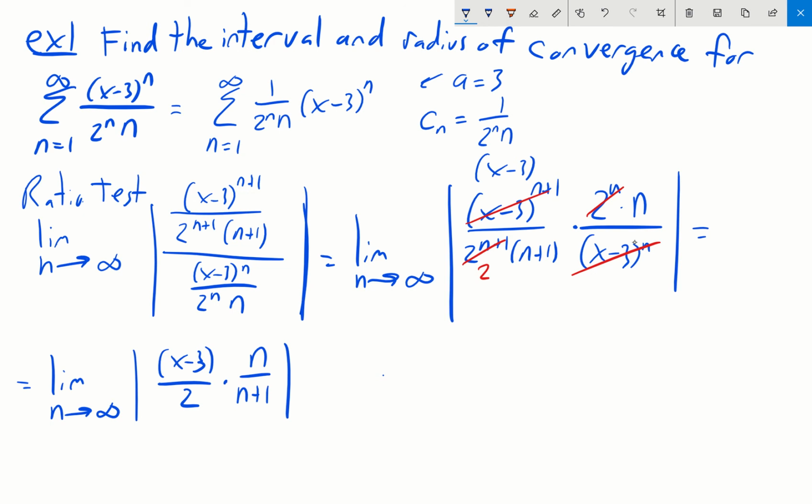This part we can factor out because it has nothing to do with the limit in n. So this is the absolute value of x minus 3 over 2 times the limit as n approaches infinity of n divided by n plus 1. And then this whole limit is equal to 1.